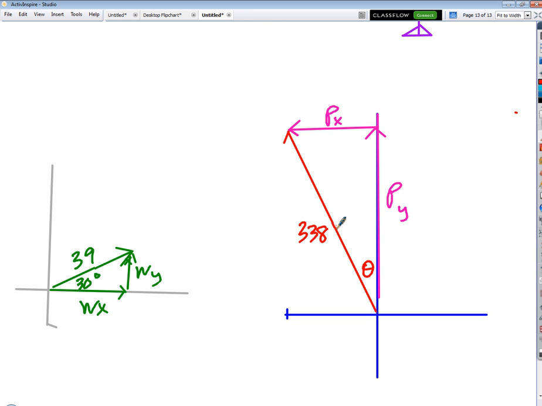What's the horizontal component of the wind going to look like then, using the SOHCAHTOA relations? What are we going to get back? What do you think? What's W sub x going to be?